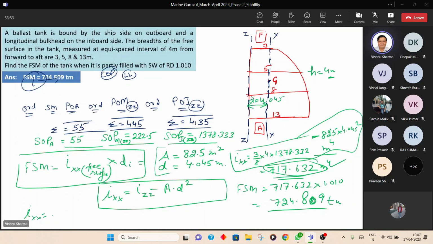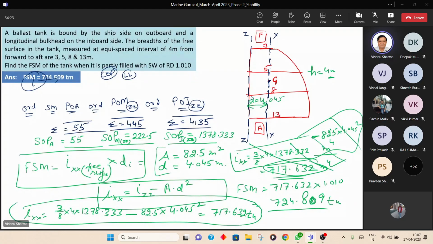IXX will be equal to IZZ. So first is IZZ I'm writing. I'm writing it all over again here. Into 4 into 1378.333 minus area 82.5 into D square, 4.045 square, and this is what comes to, as per my calculation, which is subject to correction if there is any mistake. This is the IXX calculation. You can ignore what was done here. Is that clear now? Yes, sir. I give you 10-15 seconds for everybody to have a re-look at the solution and raise their concerns if any.